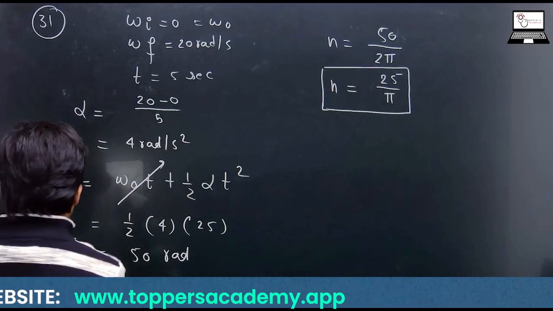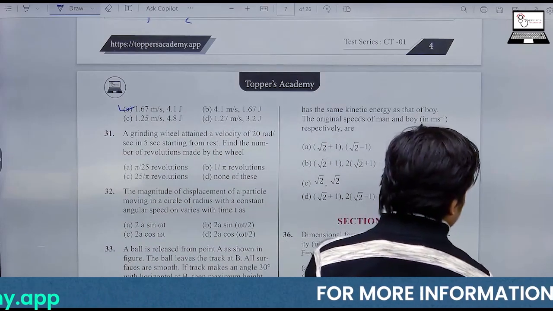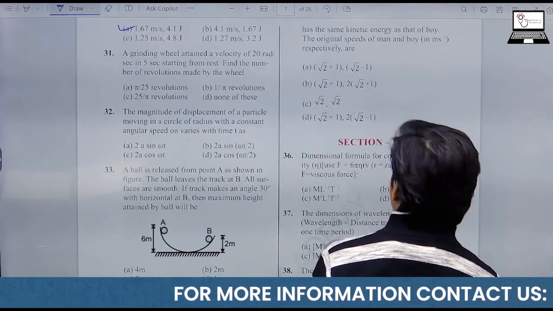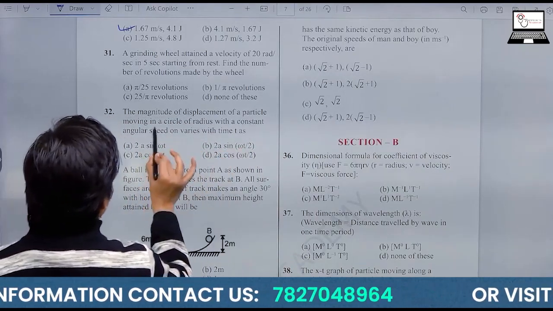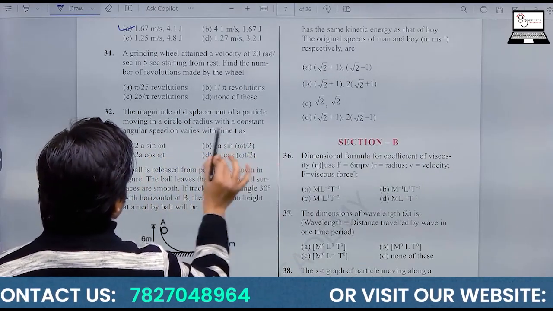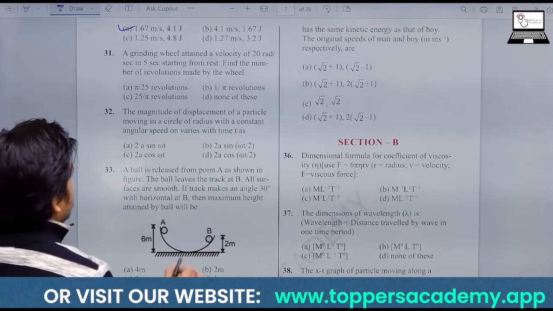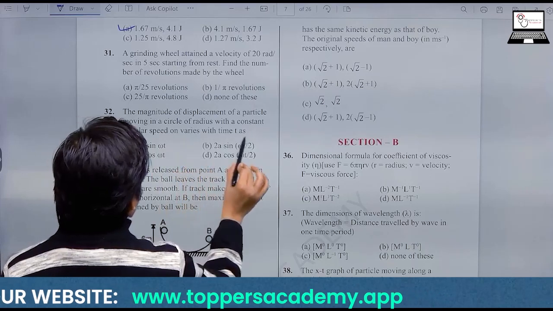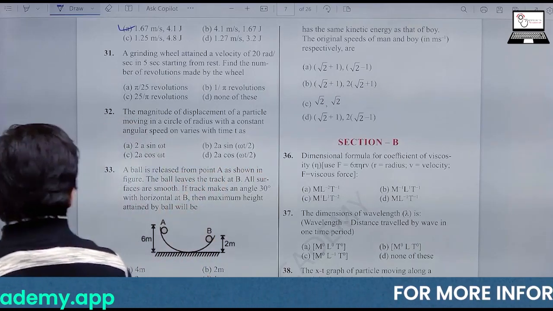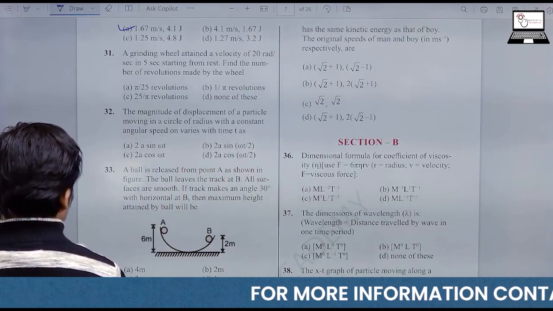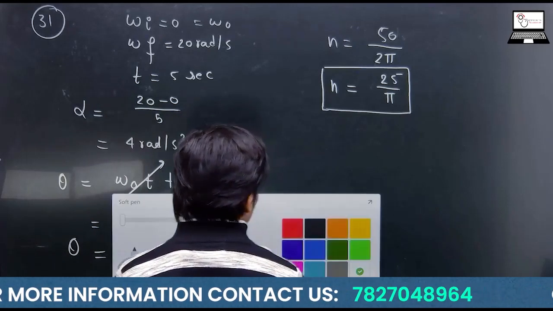Now, next question. The magnitude of displacement of a particle moving in a circle of radius a with a constant angular speed varies with time. How does it vary with time? So this is question number 32.